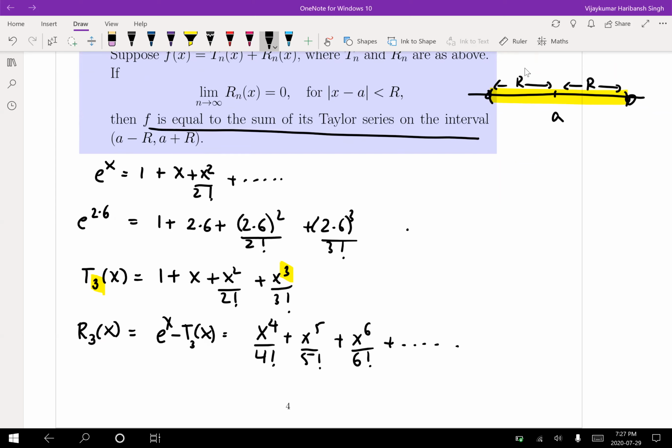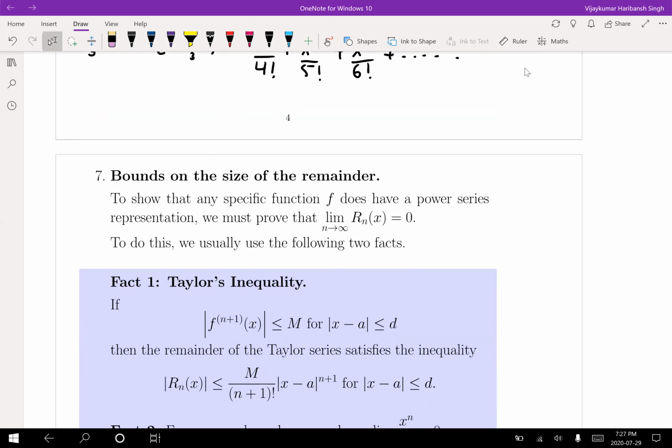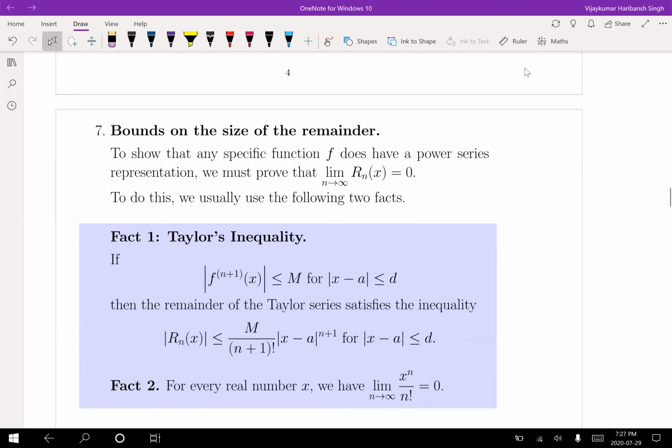Now we want to argue the following: can we have some kind of bound on the remainder? You're going to use Taylor polynomials to approximate your function, and then you're wondering what the bound on the error term, Rn of x, could be if you're using a degree n polynomial. For that, we have a bound on the size of the remainder. So we have the following fact, which says the following.